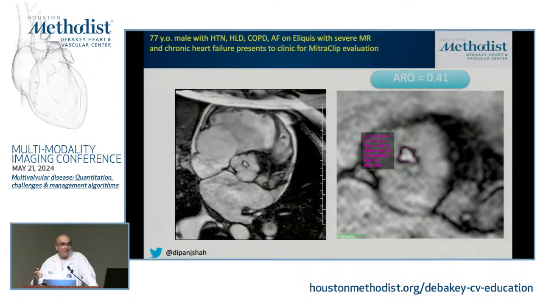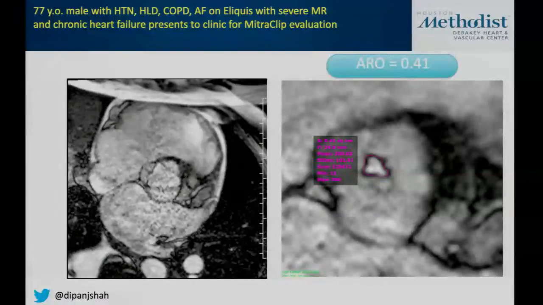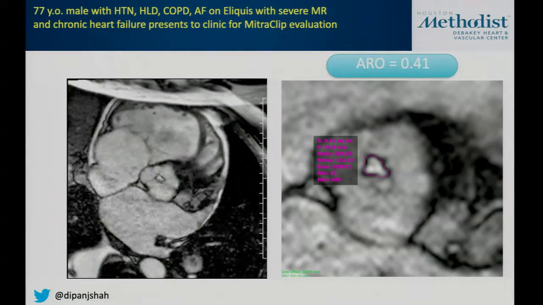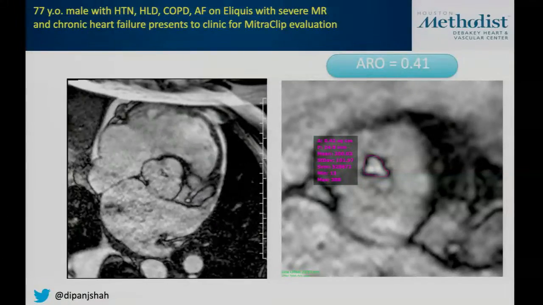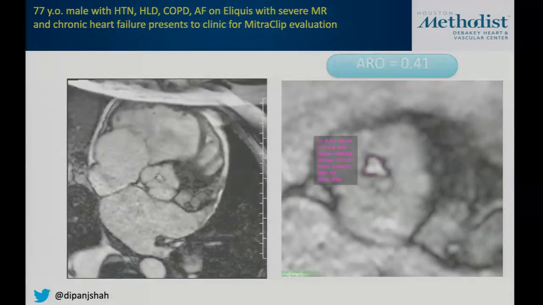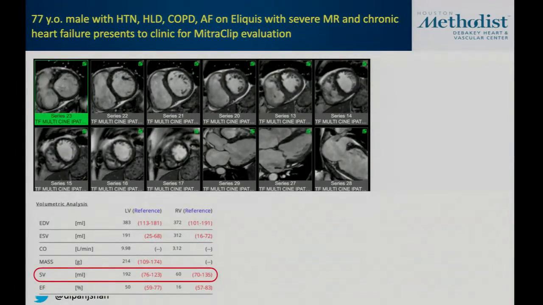I corroborated that even further by looking at the size of the anatomic orifice area. I got a 0.4 regurgitant orifice area, giving me even more confidence that I'm dealing with severe aortic regurgitation. So now I've got the aortic regurgitation assessed.